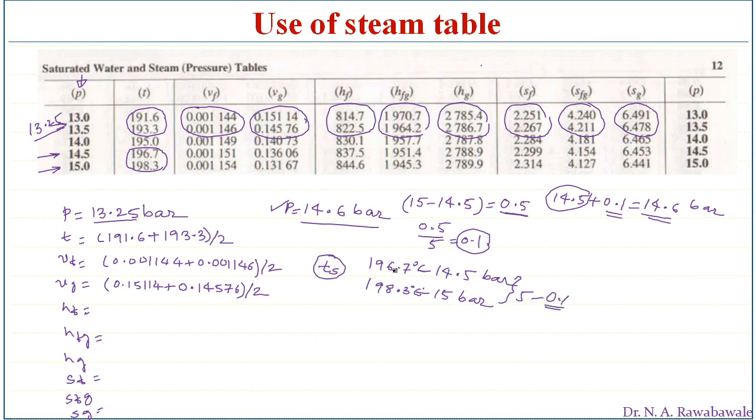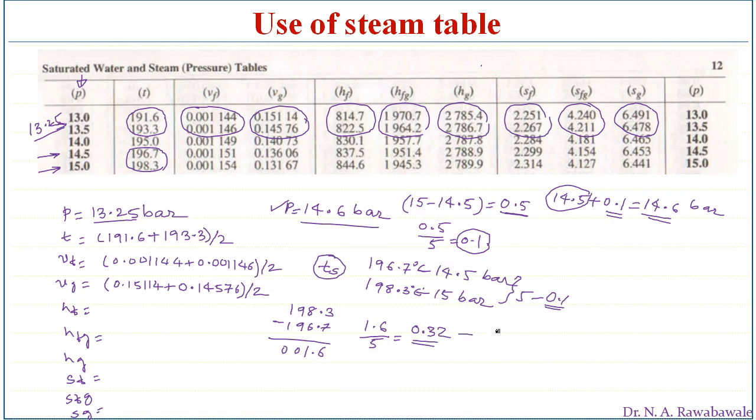So here also we take the difference between these two: 198.3 minus 196.7. Subtracting this gives 1.6. Then 1.6 divided by 5 works out to be 0.32. So 0.32 is the change in temperature for each division of pressure.